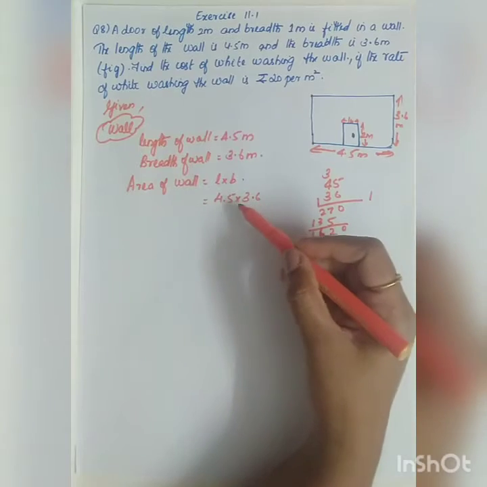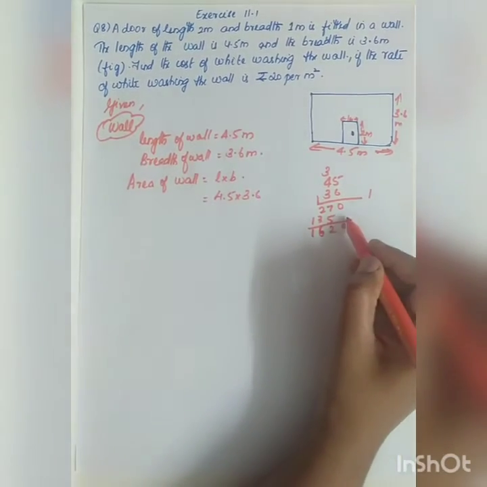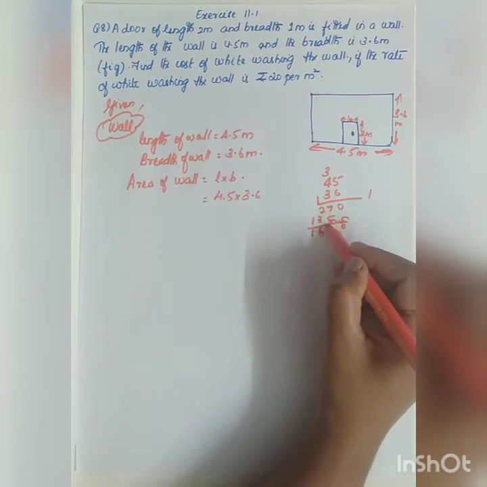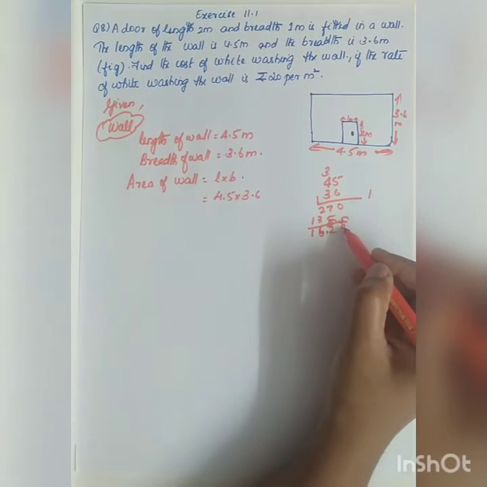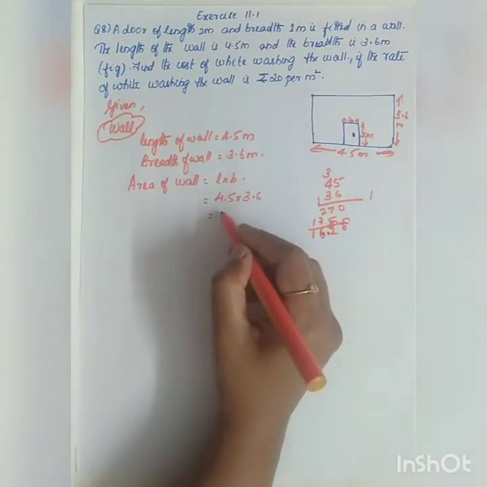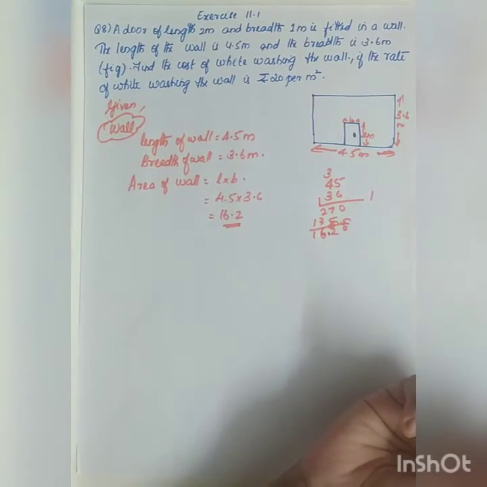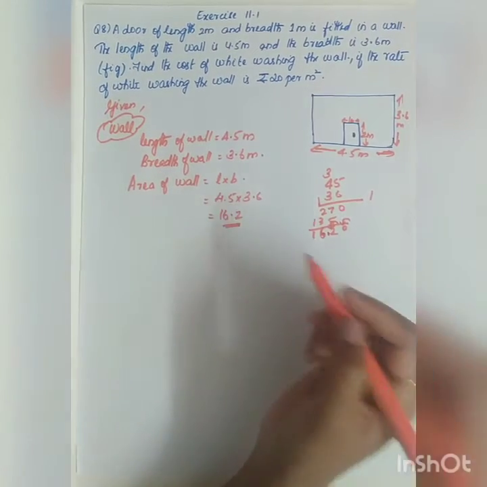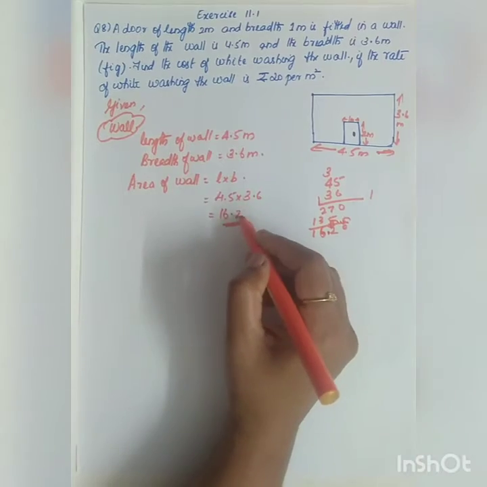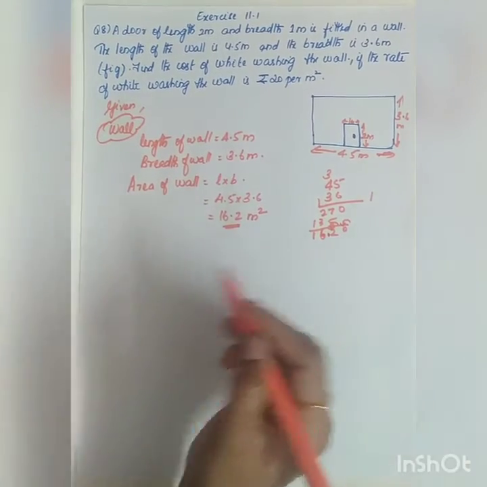Now, how many decimal points? After the decimal, how many digits do you have in the two numbers? You have 2 digits, right? So you have to shift 2 digits from right towards left. So your value will be equal to 16.2. This is the normal mistake which most of the students make. So the value will be equal to 16.2 meter square. Now we have found out the area of the wall.